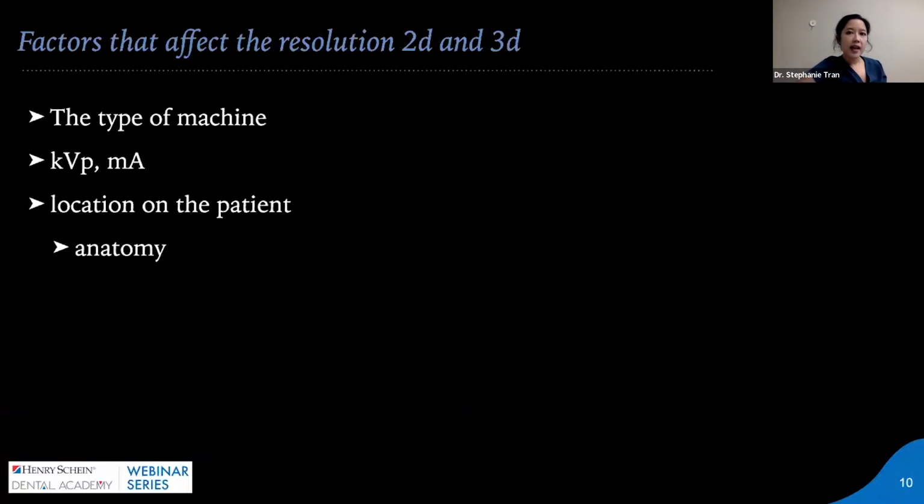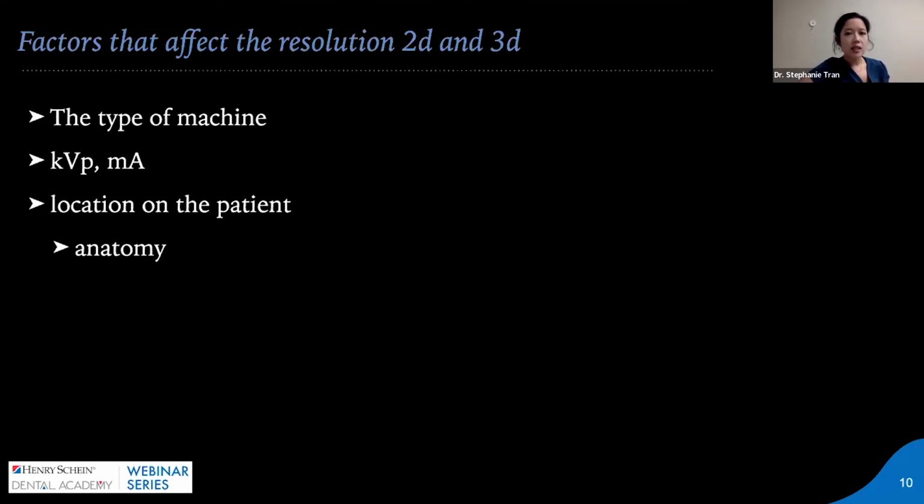Now, when we take any kind of radiography, both 2D and 3D, we want to keep in mind that there are a lot of different factors that can affect the resolution. I'm not going to go into exact specifics of what to set things at because that's very, very machine dependent. Definitely talk to your manufacturers and your reps about the best settings for you and for what situations.